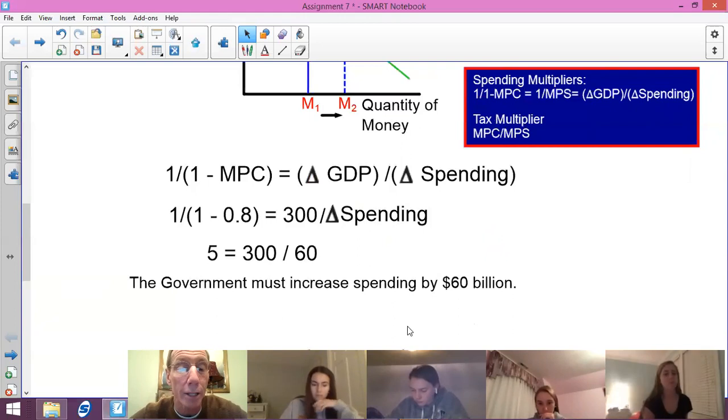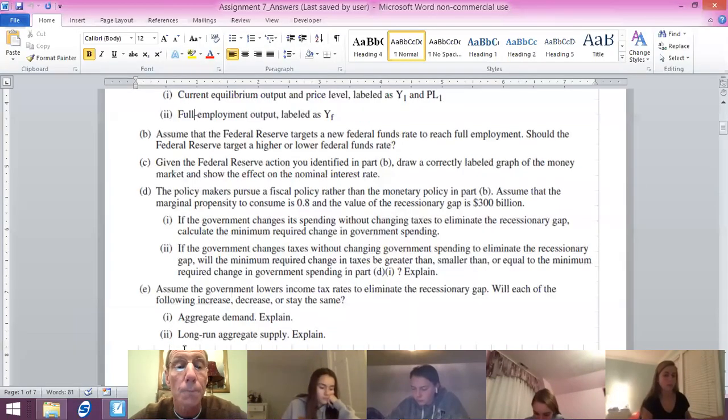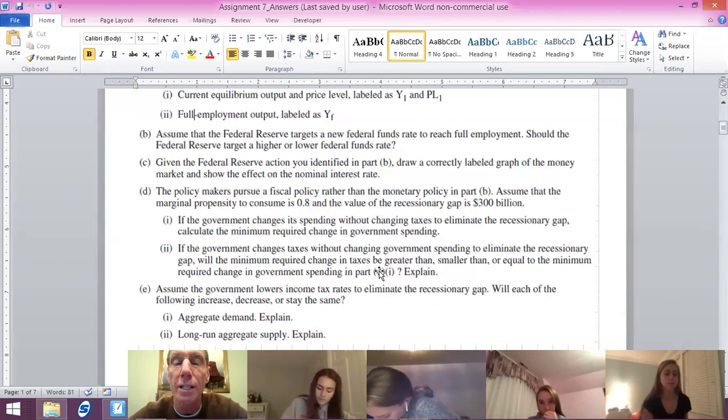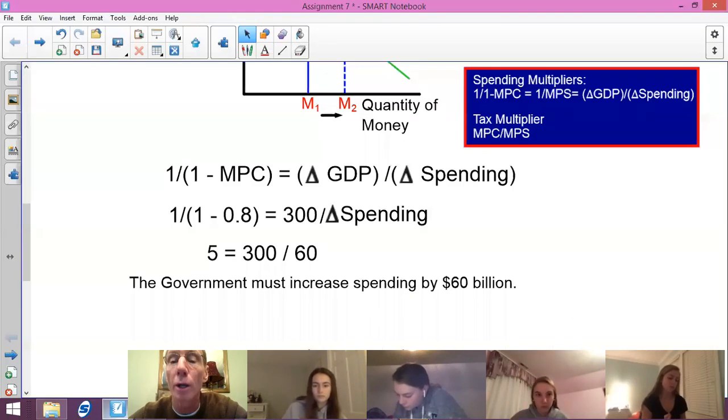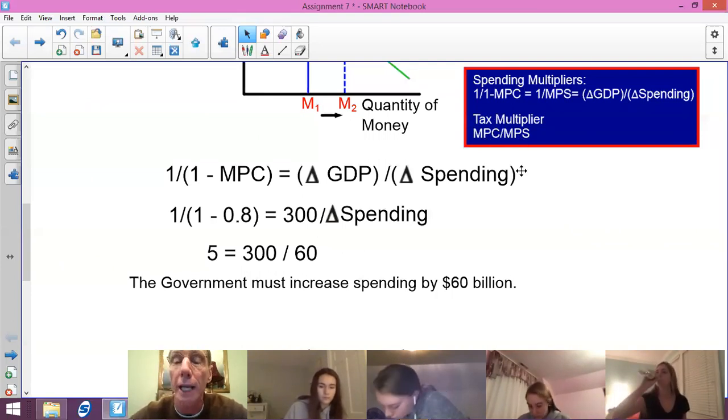The next thing that they're asking us is, if the government changes taxes without changing government spending to eliminate the gap, will the minimum required change in tax be greater, smaller, or equal to the minimum required change in government spending? Explain. Well, we figure that out by knowing what the tax multiplier is, which is marginal propensity to consume over the marginal propensity to save.